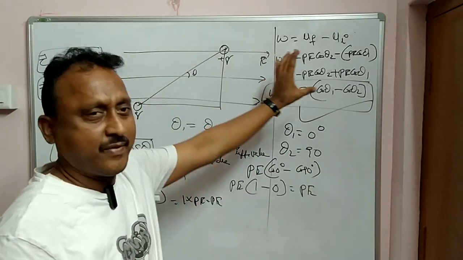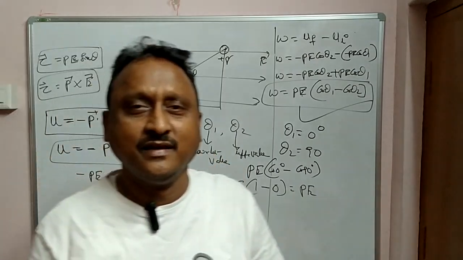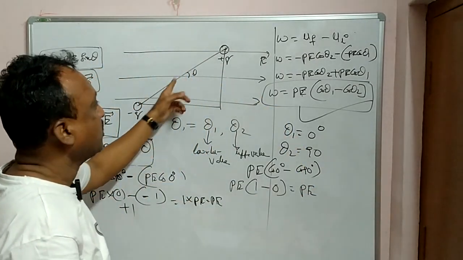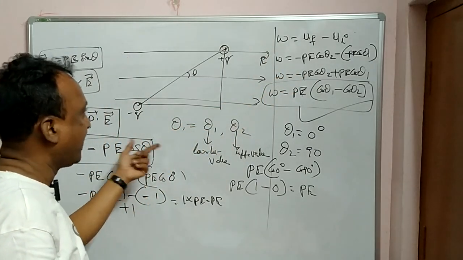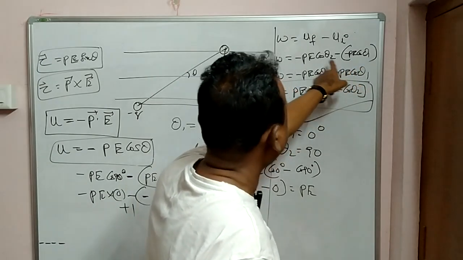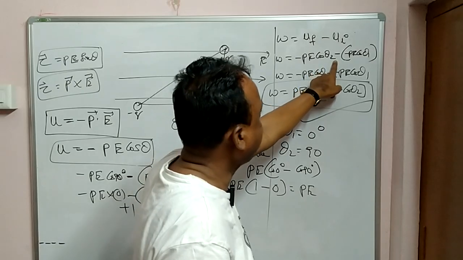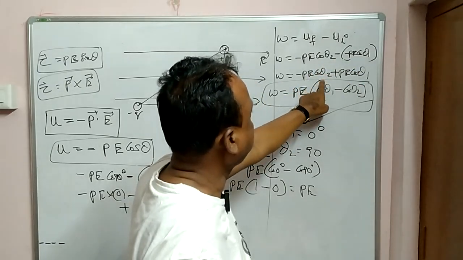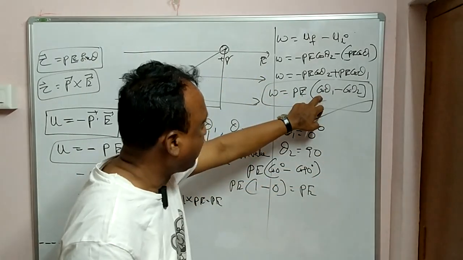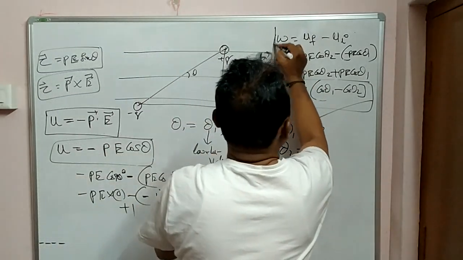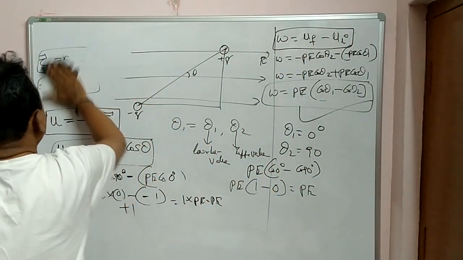So work done is given by U final minus U initial in rotating the electrical dipole. U final is minus PE cos theta 2, minus of minus PE cos theta 1, minus into minus plus. So PE is common, and it is cos theta 1 minus cos theta 2. Either you can adopt this formula or the above formula, U final minus U initial. In any way you will get the same thing. Now let us do one more and last problem for this part.